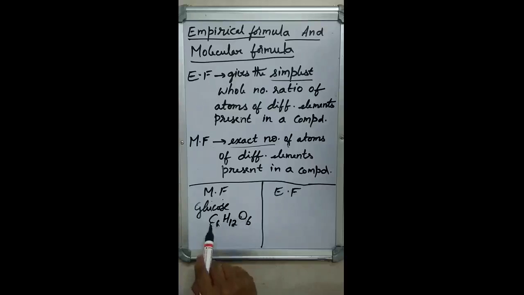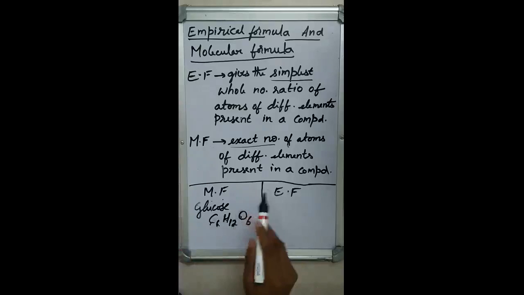Now what is the meaning of different elements? See, carbon is there, hydrogen is there, oxygen is there. So all these are atoms, but atoms of different elements. So exact number of atoms of different elements present in a compound. This is about the definition of molecular formula.